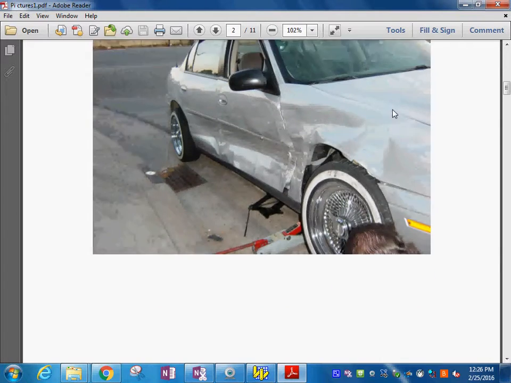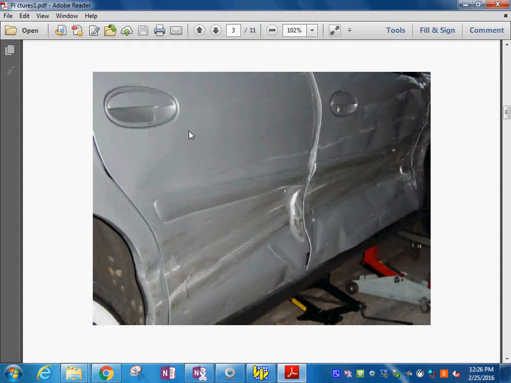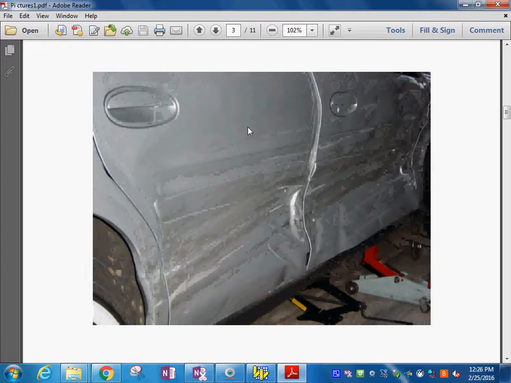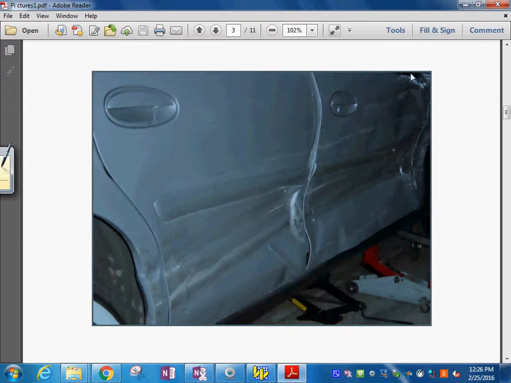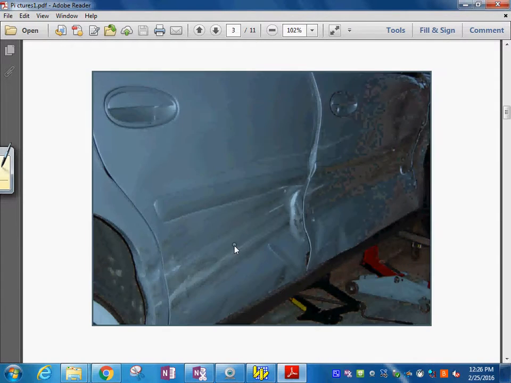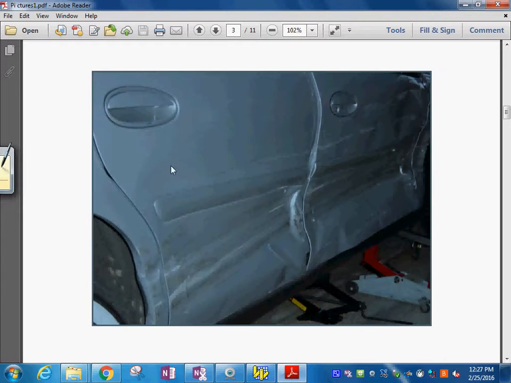Here's a bit more of an appreciation of how that damage is. So we have a situation where they have the damage on the side over here and towards the back.